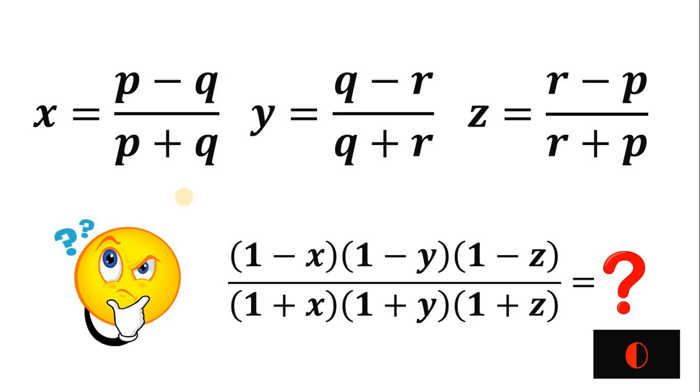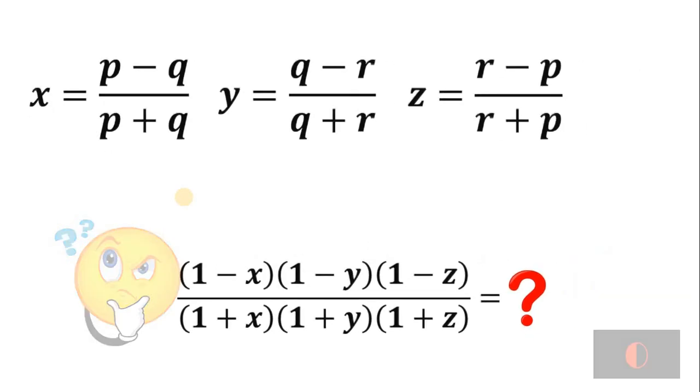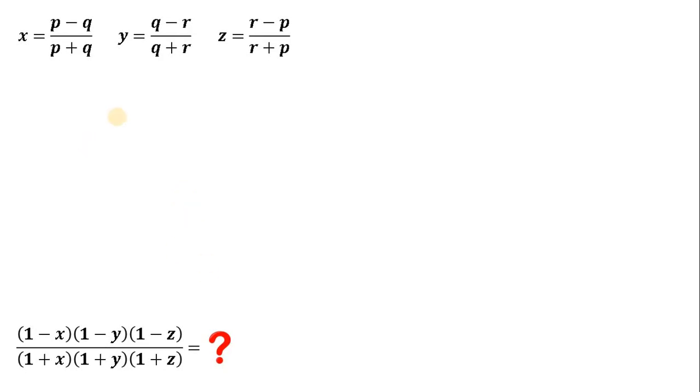And now let's answer this question together. So, the given is the value of x, y, and z, and our goal is to find the value of (1 minus x) multiplied by (1 minus y) multiplied by (1 minus z) all over (1 plus x) times (1 plus y) times (1 plus z). To answer this question, let's focus first on the first equation. Given that x equals (p minus q) all over (p plus q), in the expression that we want to evaluate, we want 1 plus x and 1 minus x.